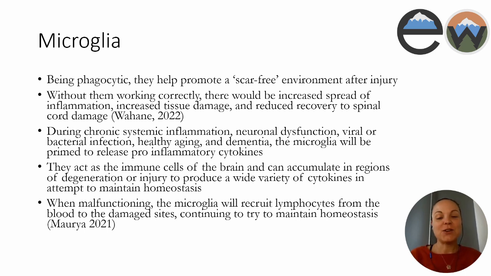So that's what I tell people: your body's actually really trying so hard, but all of the hard work is actually producing more inflammation, and that's where we have to help it out a little bit more. When the microglia are malfunctioning, they can actually recruit lymphocytes, so immune system cells, from the blood to the damaged sites, still trying to maintain homeostasis. So the body really starts to pull in all of these efforts. But what we actually need to do is fix why the astrocytes and microglia are angry and then help regulate them as well.